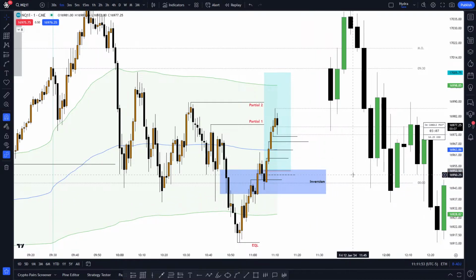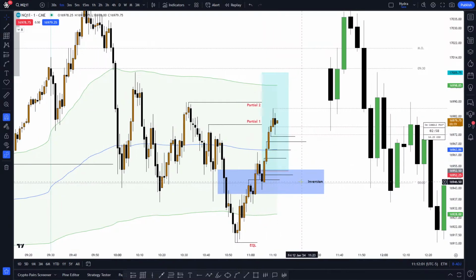It should dump now. Chris added more position here. He took an entry here, and he's expecting price to dump right now. So let's see. I still don't get how he uses this VWAP. 8-second delay. Okay, I can't go any lower. It's just gonna be this way.